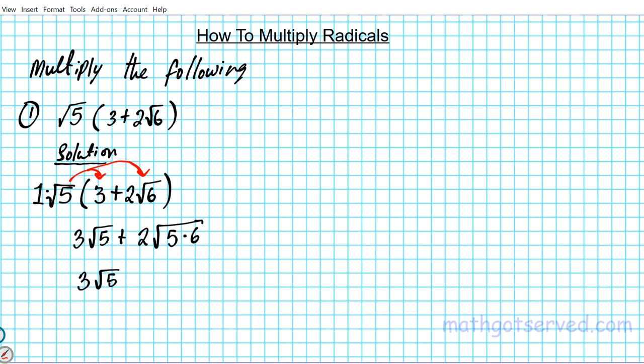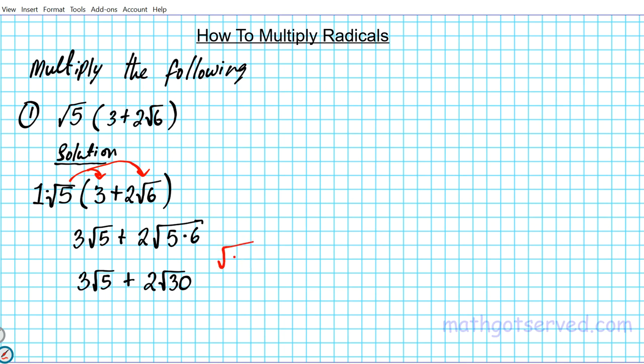Now we're in the simplify step. We have 3 root 5 plus 2 root 30. When you're done, inspect your radicals to make sure that they cannot be simplified any further. So root 5 is prime, you can't break this down. How about 30? Let's test that out to see if 30 can be broken down.